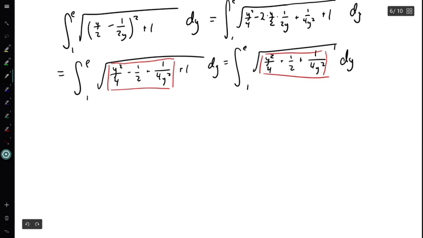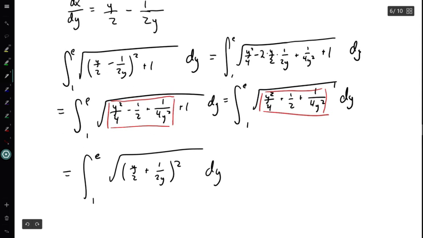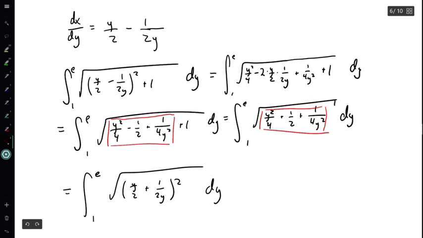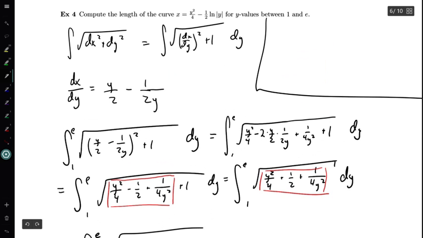In other words, it factors as the integral from 1 to e of the square root of (y over 2 plus 1 over 2y) squared. And let's make that square root appropriately sized. Great. So maybe the observation that I'm making here, actually maybe I'll write this out in a little bit more detail. Let's do some side work.